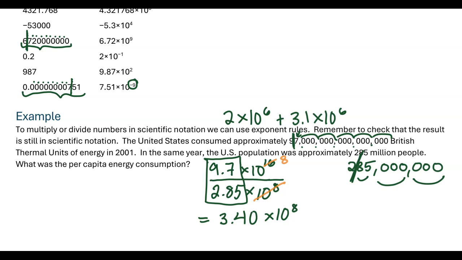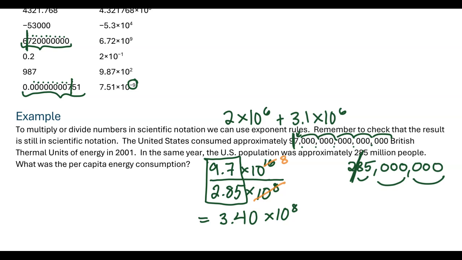Sometimes when you do this division, you end up with a number either smaller than 1, so there's a 0 out in front, which we don't want, or bigger than 10, which means there's 2 digits out in front, which we don't want. In that case, you might have to do one more step to move the decimal place over once, and you'll either have to add or subtract 1 from your power of 10.